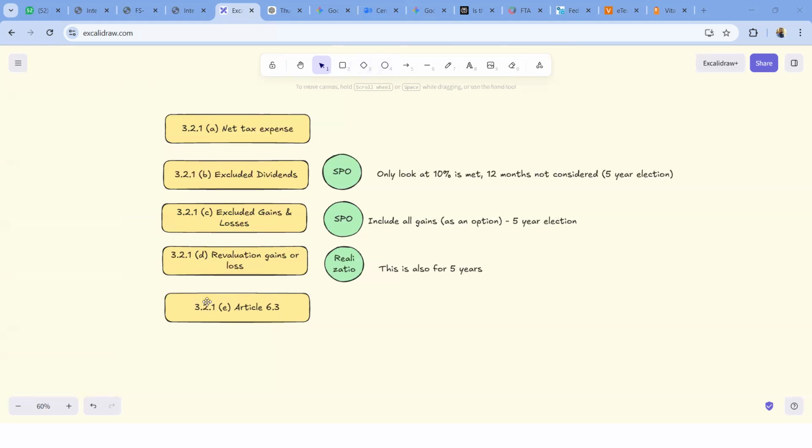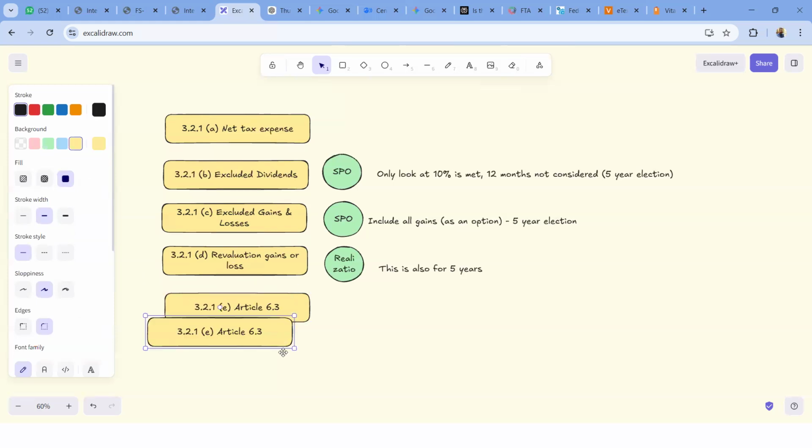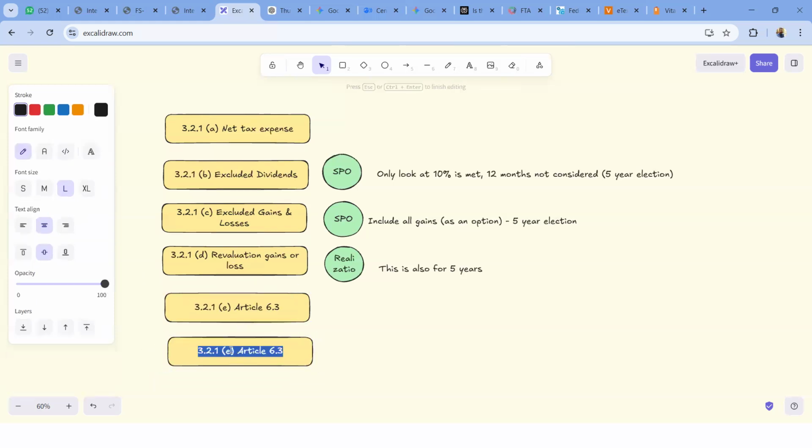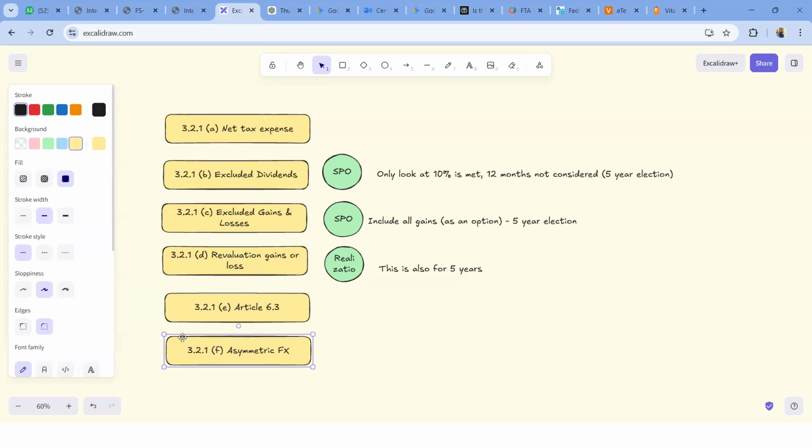Now, what is the sixth one? Just as a summary, guys. The sixth one is asymmetric effects. So you have to see whether tax and accounting are going hand in hand, and if there is any asymmetric foreign currency income or losses, you have to adjust it accordingly.